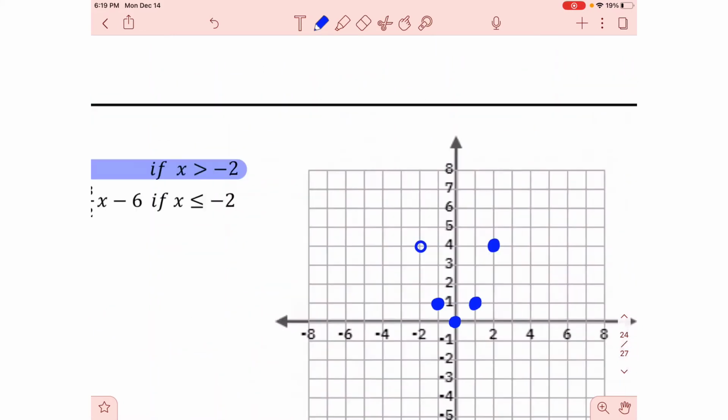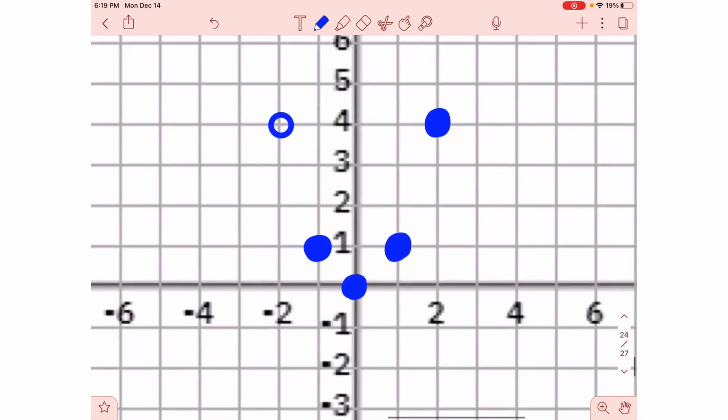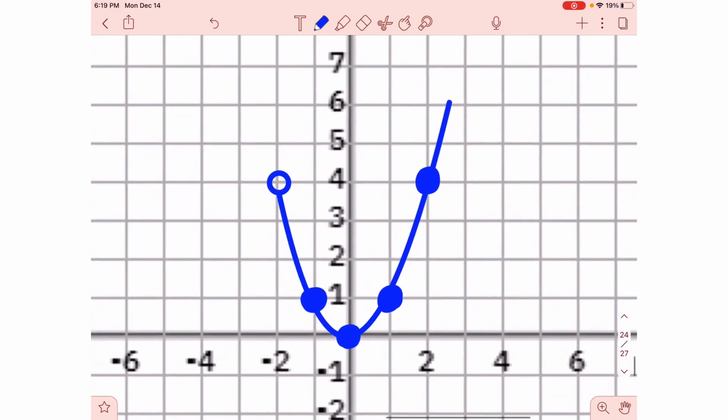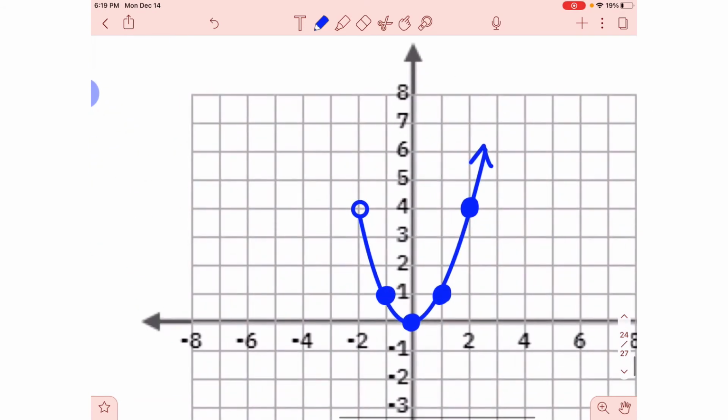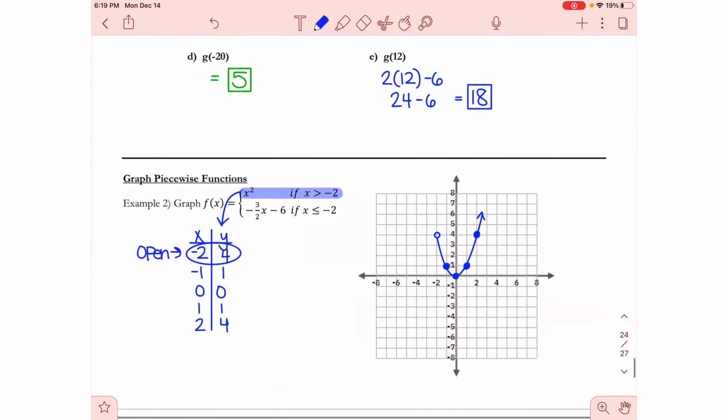And x is greater than -2. So when I draw the U shape, it starts at -2, but then it goes on forever. So I'm going to put an arrow on that side, but not at the open circle because that's where the function is actually starting. Now I'm also going to do the second part.